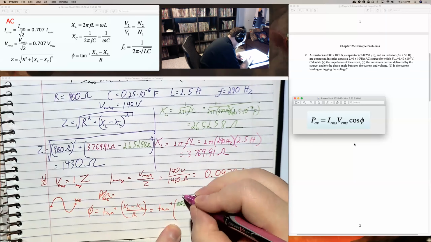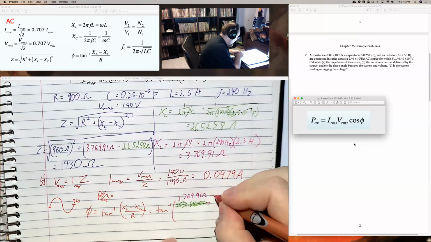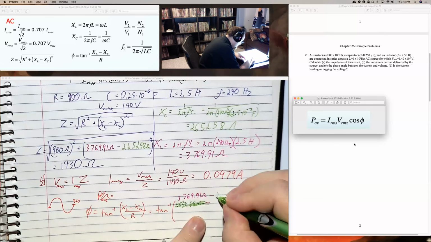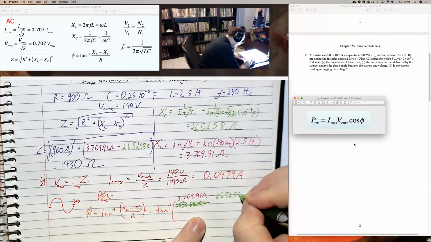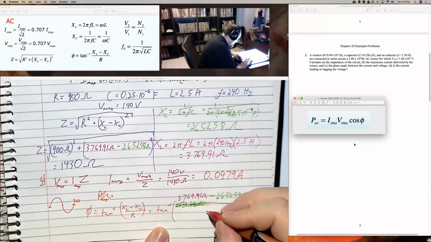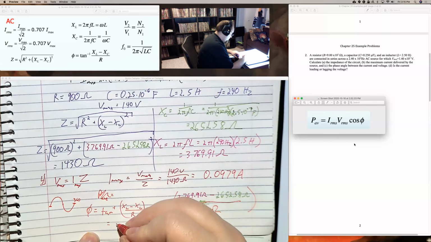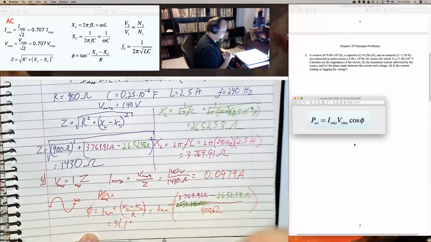I only know that because I color coded it. 3769.91 ohms minus 2652.58 ohms. All of that over 900 ohms. Sorry that I put that upside down backwards for a second. And you'll get an angle: 51.1 degrees.